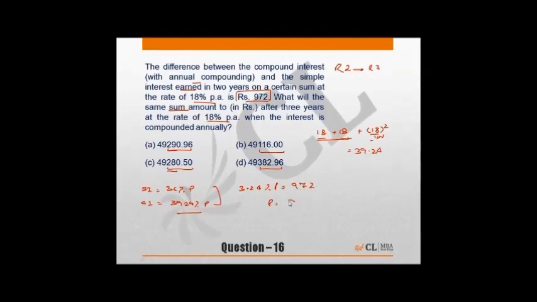So principal should be 972 upon 3.24 into 100, which will be nothing but, okay, you remove this 3.24 and put another 100. So 324 into 3 is 972. So this is 30,000. So the question effectively is: the principal is equal to 30,000. Time period is equal to 3 years. Rate of interest is 18%. Compounded annually. What is the amount? So this is the simple question which is there with us.